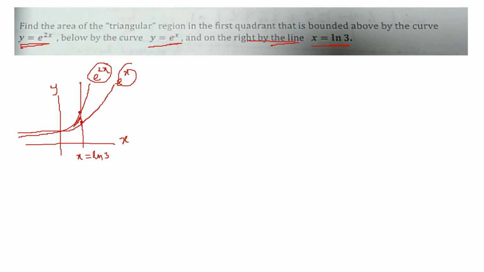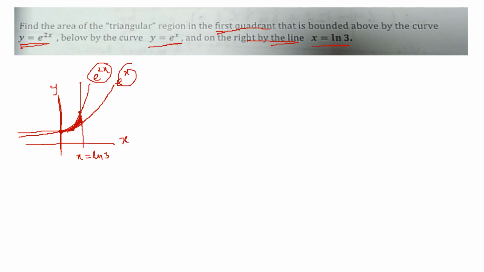The region we are interested in is this shaded region. Here we have the region in the first quadrant only. The first quadrant means the region is bounded from the left-hand side by this axis, that is the y-axis, and on the y-axis the value of x is 0. So we have only this region.